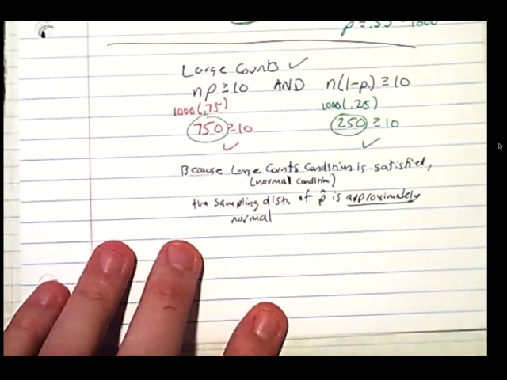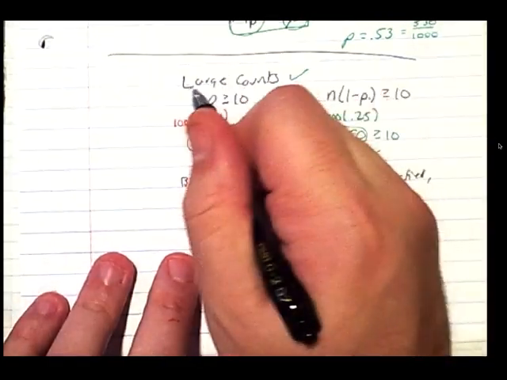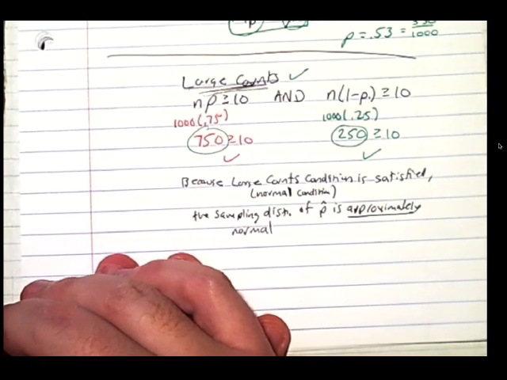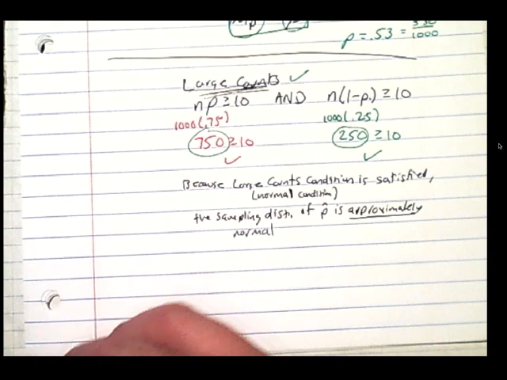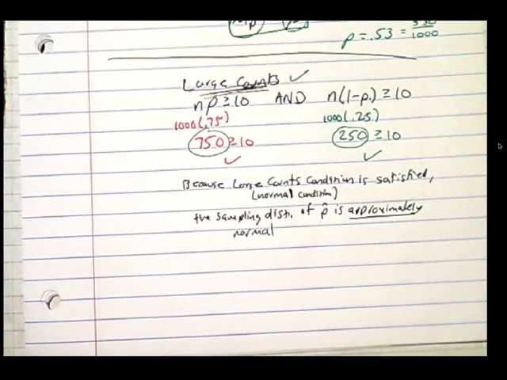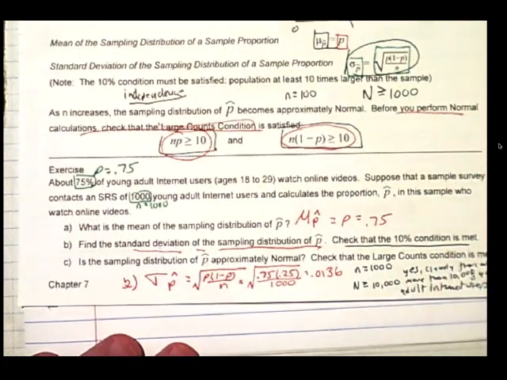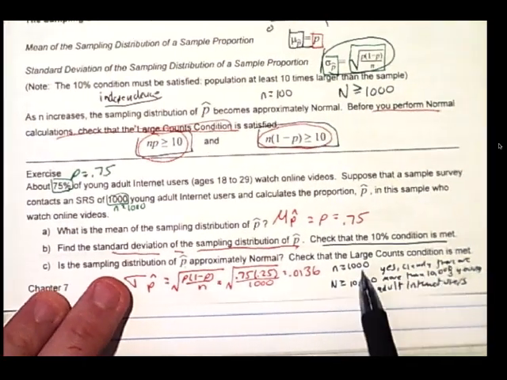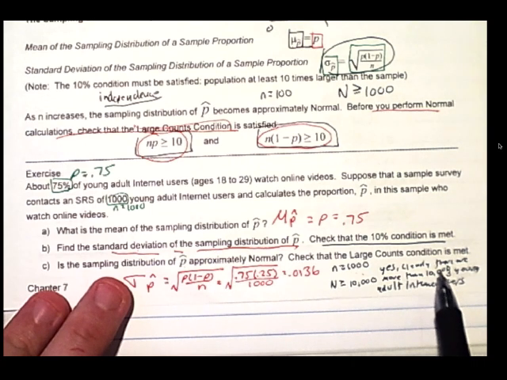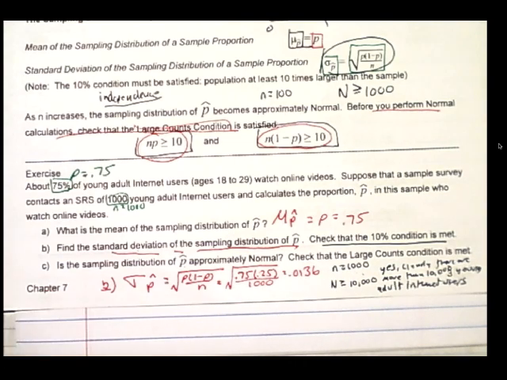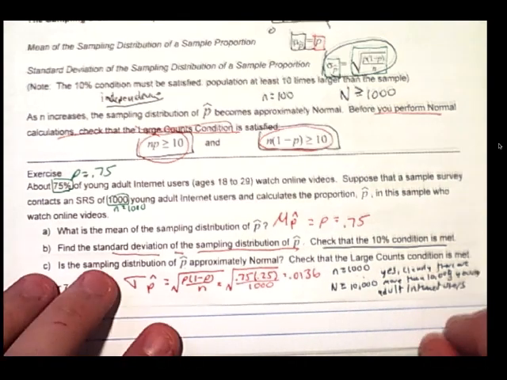In every inference test you're going to perform for proportions, you're going to perform a large counts condition. Likewise, in every inference test and confidence interval, you're going to have to perform some sort of independence condition check, where the population size is at least 10 times greater than the sample size. Those checks have to be performed.